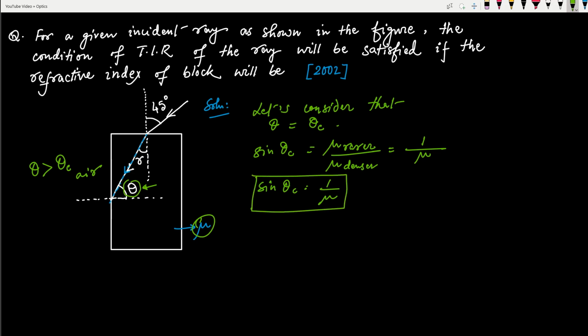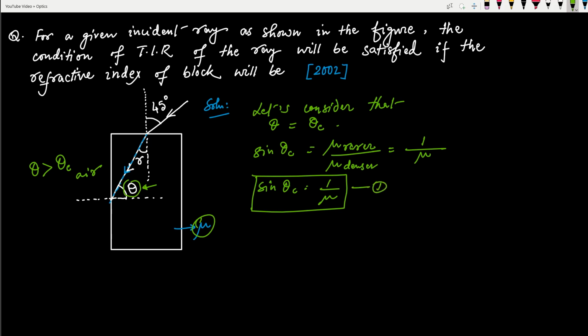But the problem here is that we cannot solve the value of mu from this, because we don't know the value of theta c, and we also don't know mu. So there are two unknowns and a single equation. We know in mathematics, in order to solve two unknowns, we require two equations. So we need another equation to solve this.